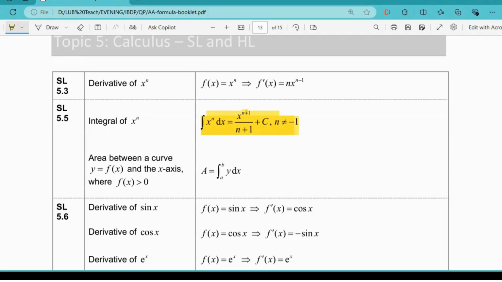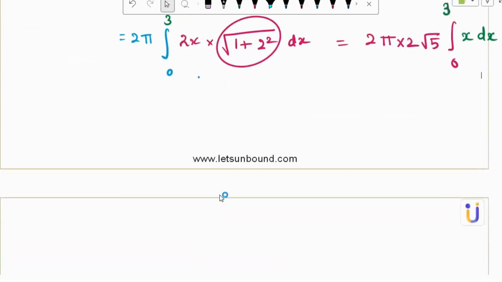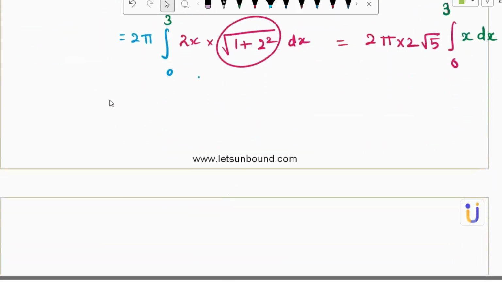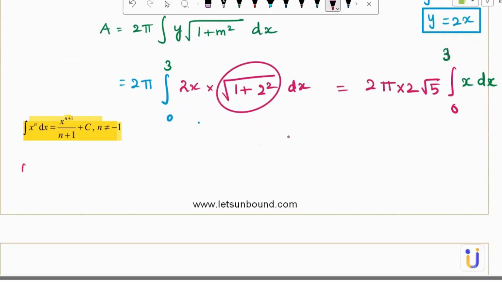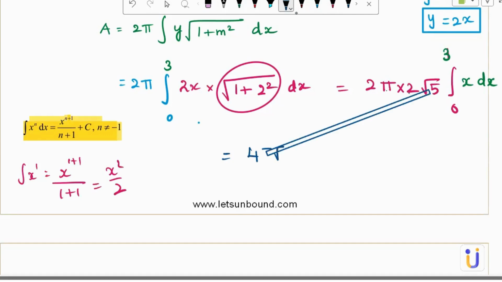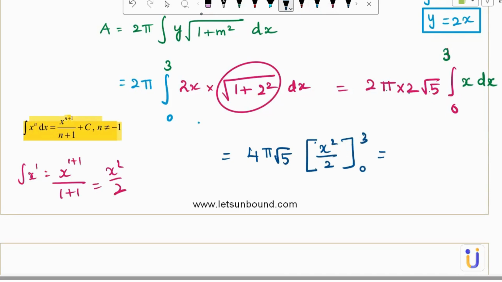So what is the integral of x? If you treat it as x to the power 1, it's x to the power 1 plus 1 over 1 plus 1, that's x squared over 2. So this is equal to 2 pi, and 2 times 2 is 4, so 4 pi root 5, and then the integral from 0 to 3 of x. The integration of x is x squared over 2, and from 0 to 3 we need to apply the limits.